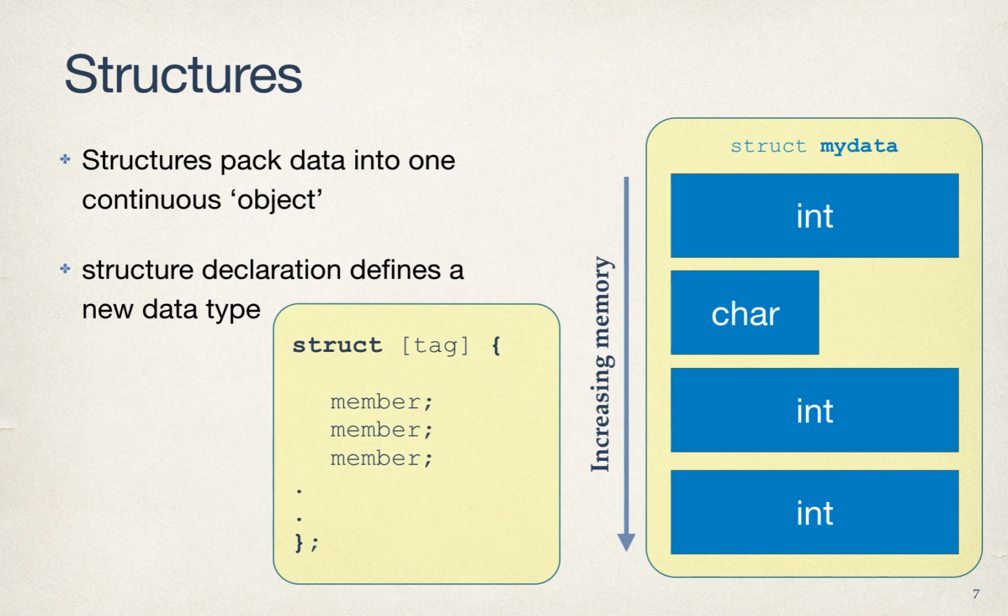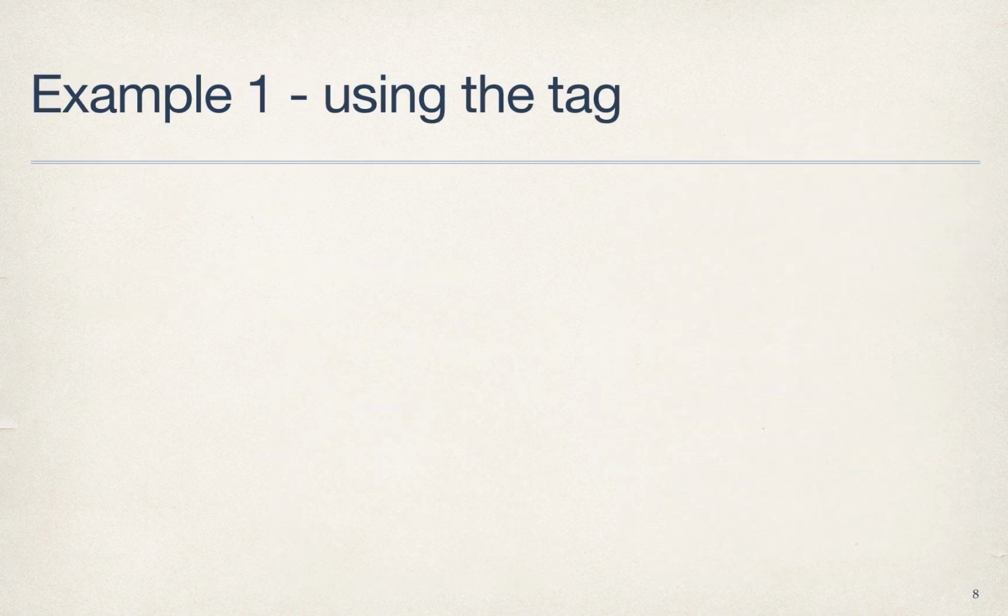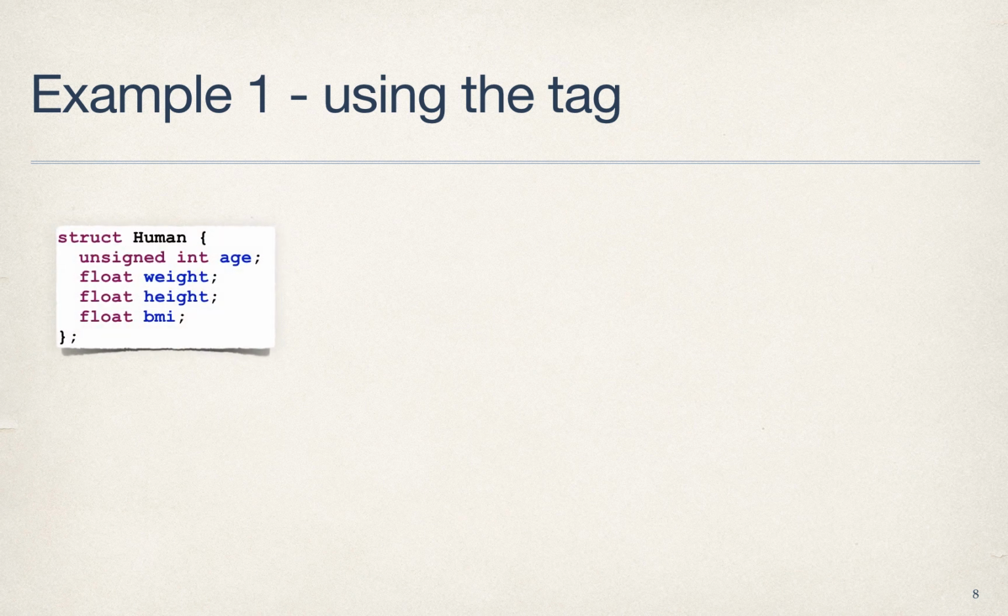So we, in general, would declare a structure as follows: struct, and then some tag, and then a list of all the data types inside it. So let's look at an example of that. So we would write struct human, and this is the tag or the name of the new data type. Structures are about creating new data types from old ones. And inside this structure, we have the unsigned integer and 3 floats. So that's for the age, and that's the fractional values there. And we effectively created a new data type, struct human.